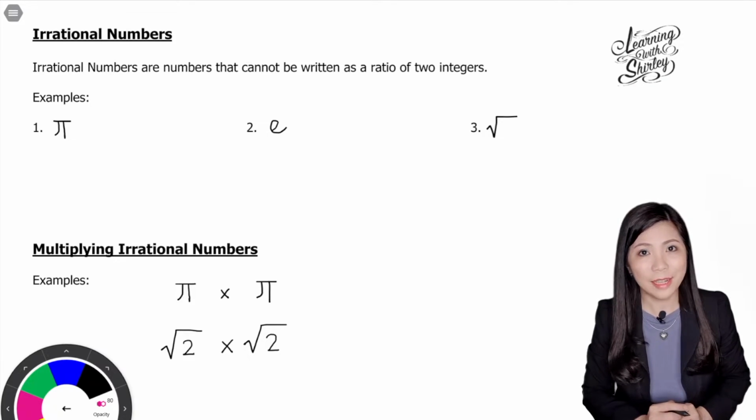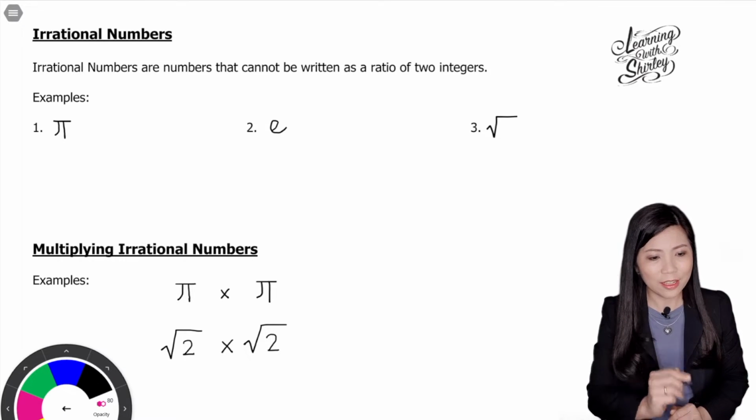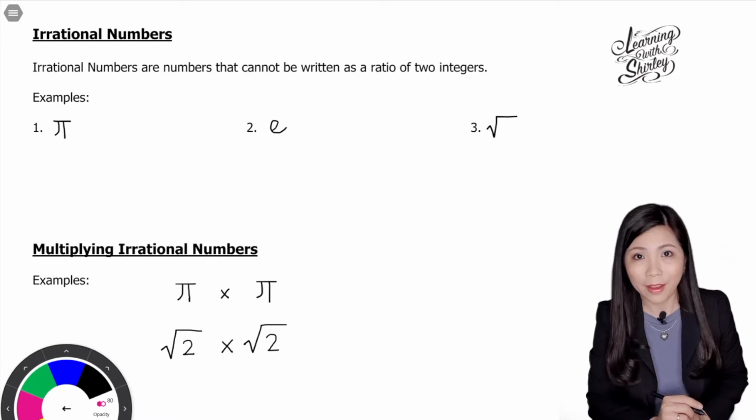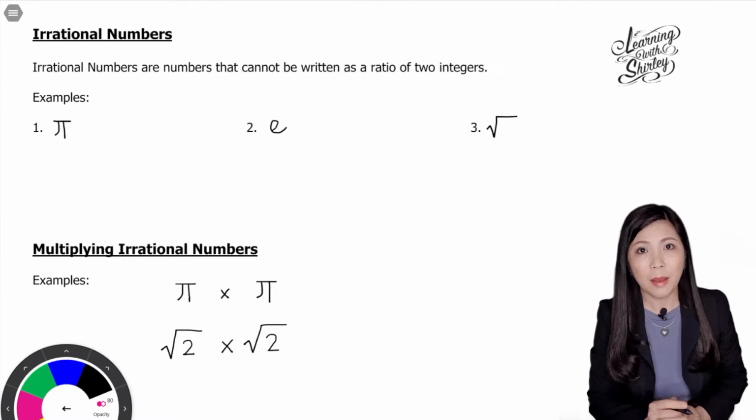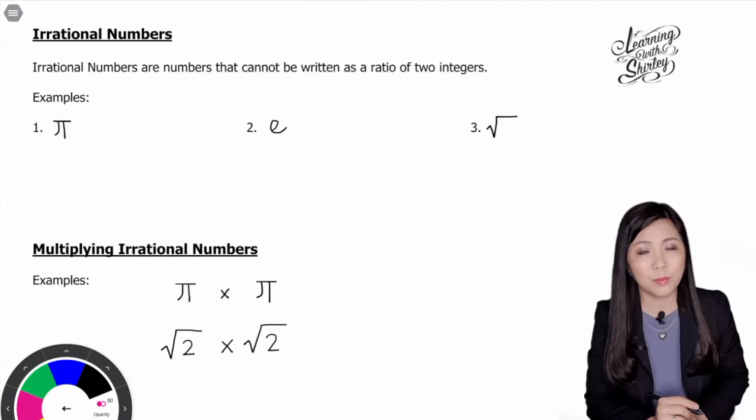What are irrational numbers? Irrational numbers are numbers that cannot be written as a ratio of two integers. Let's look at these examples. The value of pi. Pi is a very famous irrational number because many people have calculated the value of pi to a quadrillion decimal places and they still couldn't find any pattern of it.